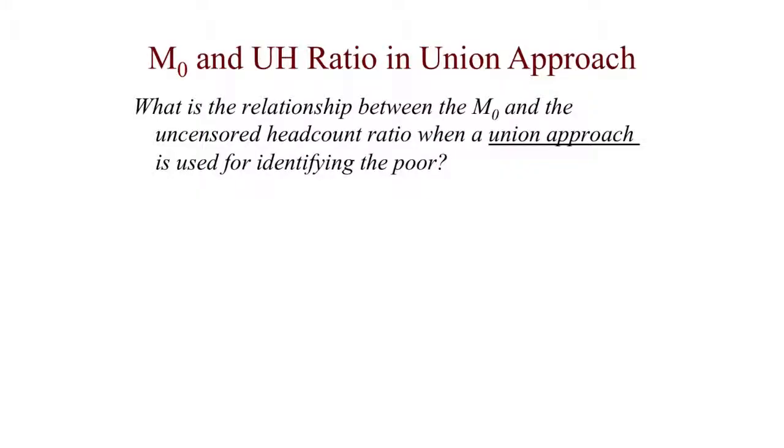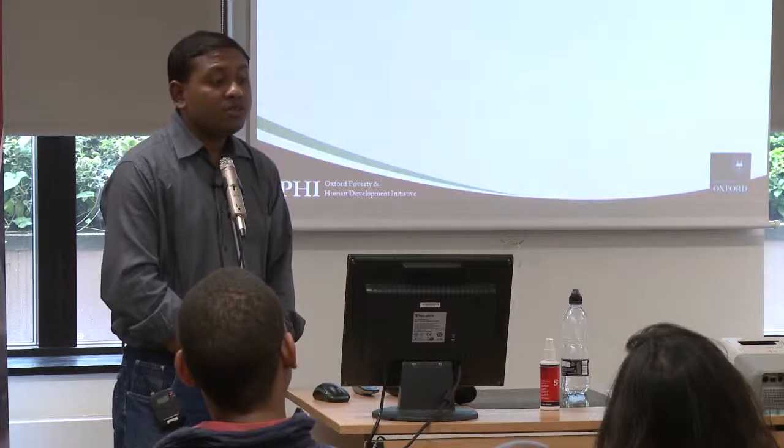Now M0 and the uncensored head count ratio. Thanks for the question at the beginning. What is the relationship between the uncensored and censored head count ratio for the union approach? They are the same. In the union approach you identify everybody with at least one deprivation as poor. As a result, there is no censoring taking place, and consequently the censored head count ratio of a dimension is equal to its uncensored head count ratio.